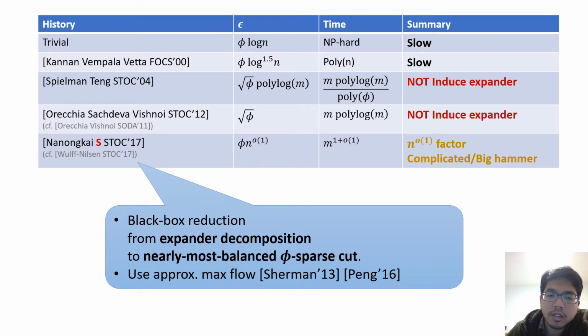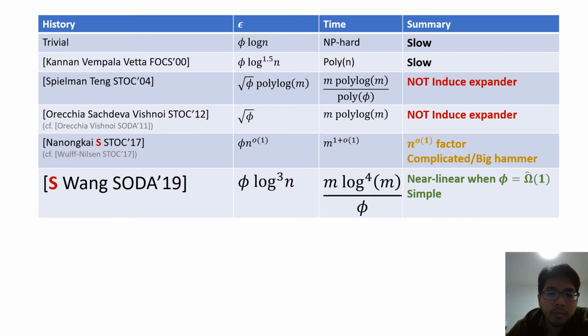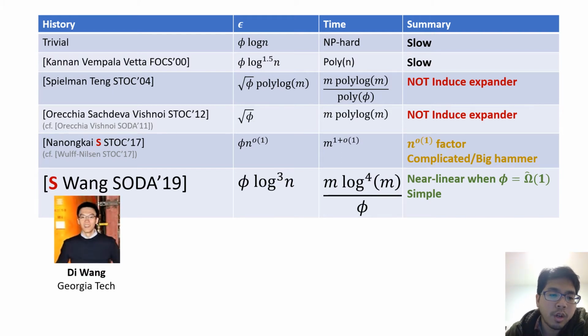Because of this subpolynomial factor and the usage of a big hammer that has huge polylog factors in its running time, it motivates the paper in this talk. So we basically shave this subpolynomial factor out, and our running time is the first near linear time algorithm such that each cluster induces an expander when φ is at least 1 over polylog, which is the case for most of the applications that use expander decomposition. And our algorithm is actually simple and uses only basic techniques. So I really think that it is implementable. This is joint work with Di Wang from Georgia Tech.